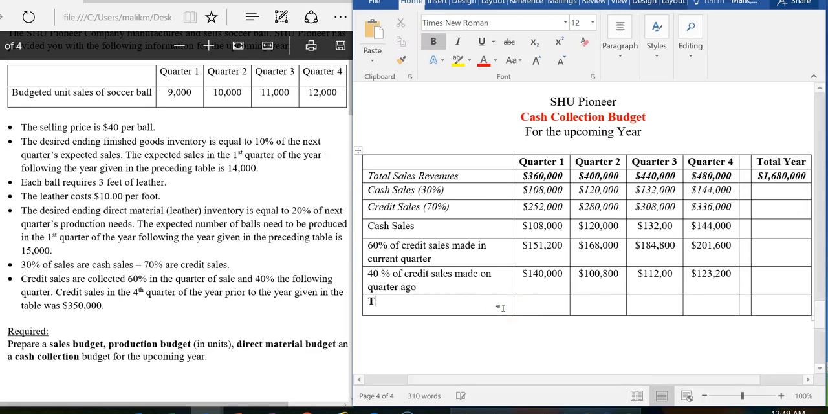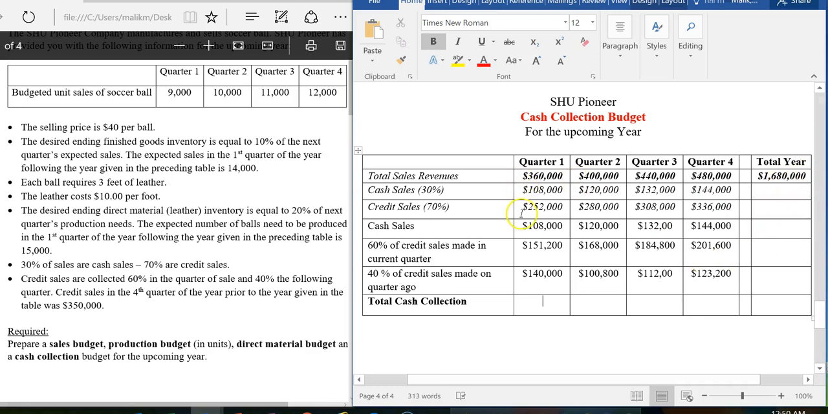So let's do the total cash collection. Right, it's very simple. There is no trick like beginning or ending inventory. We'll just do the total things. Right, we could do it either way. But you should do it both ways. But you can start with either way.